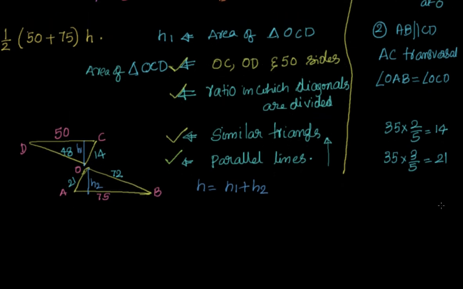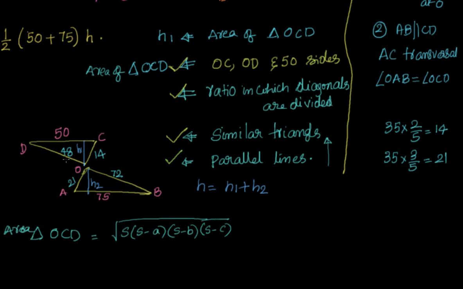We have to find the area of OCD. For that we will use Heron's formula. We will say area of triangle OCD is equal to the square root of S into S minus A into S minus B into S minus C. So you have sides 14, 48, 50. S is nothing but A plus B plus C by 2.